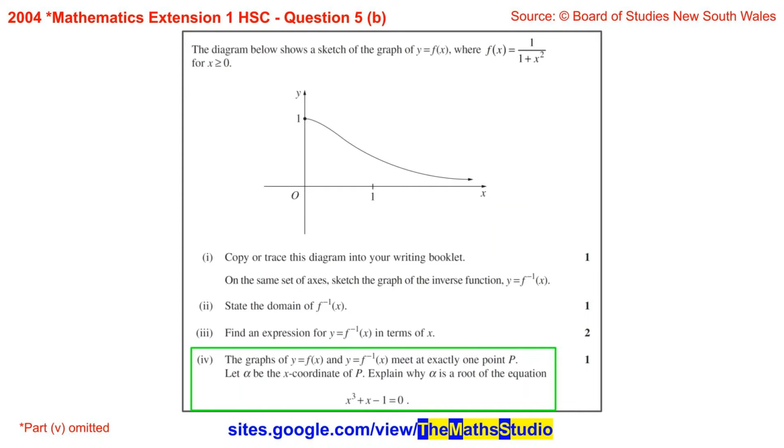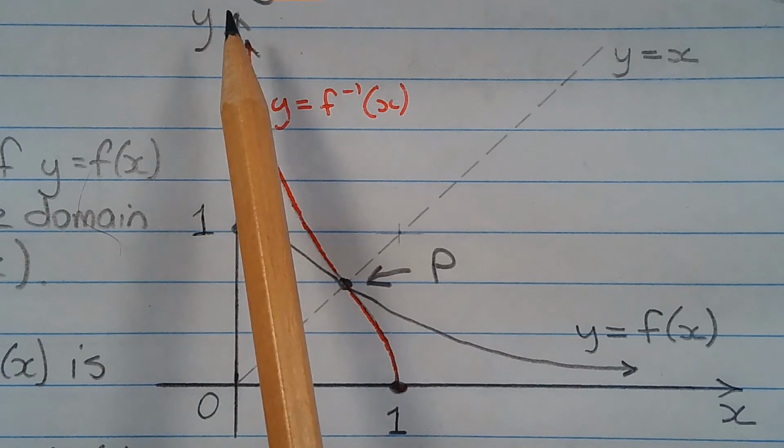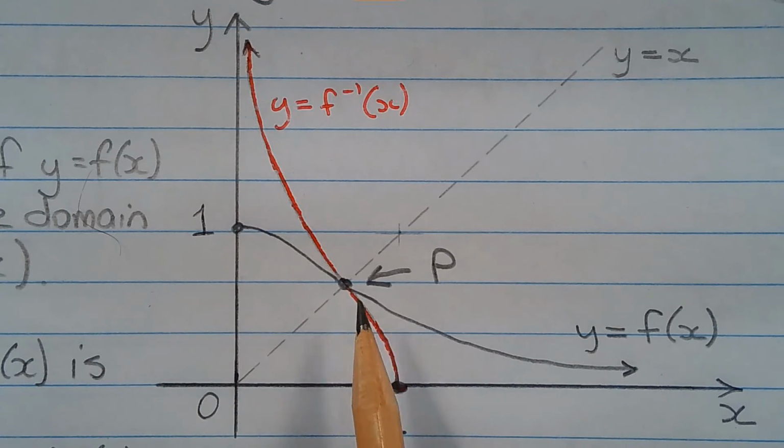Part 4. Let the graphs of y equals f of x and y equals f inverse of x meet at exactly one point, P. Let alpha be the x-coordinate of P. Explain why alpha is a root of the equation x cubed plus x minus 1 equals 0. The graphs of y equals f of x and y equals f inverse of x meet at point P, and point P also happens to be on the line y equals x.